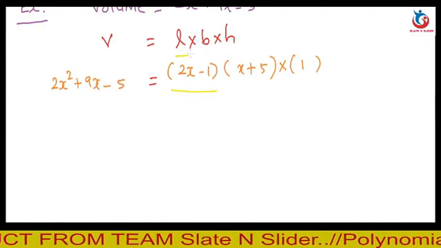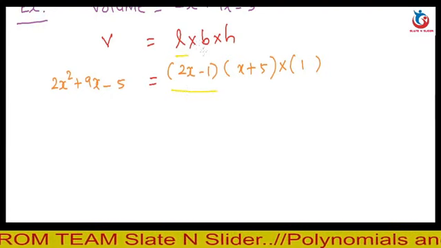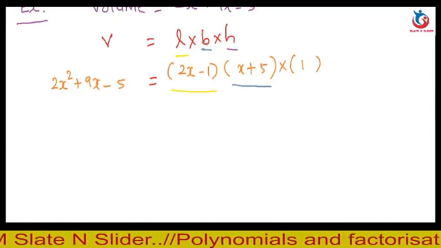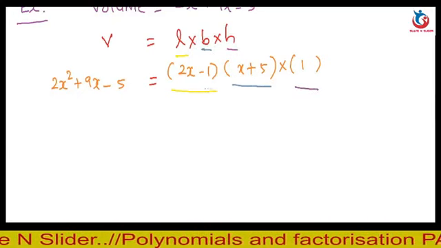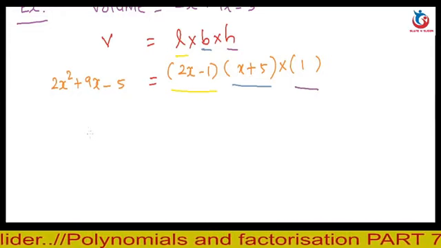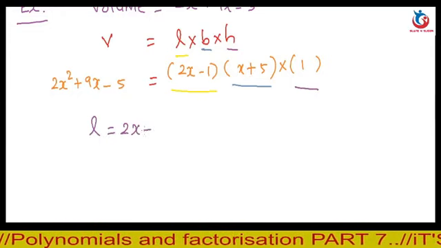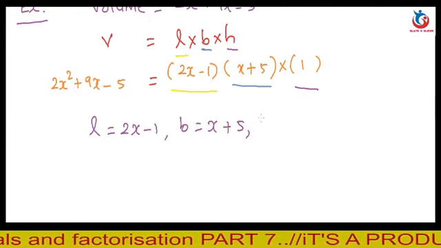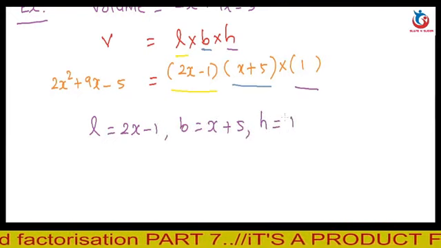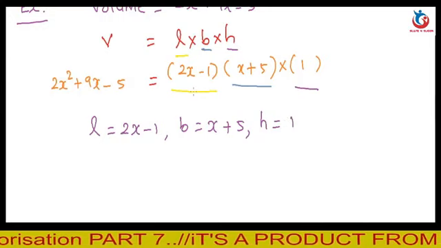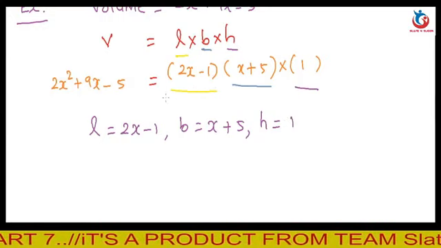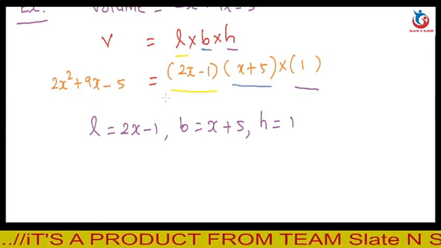Yes, this is the length, and this is the breadth, and this is the height. Or we can interchange, no problem. So length is equal to 2x − 1, breadth is equal to x + 5, and height is equal to 1. Or we can change L as x + 5, B as 2x − 1, H as 1. Or we can take as you wish.